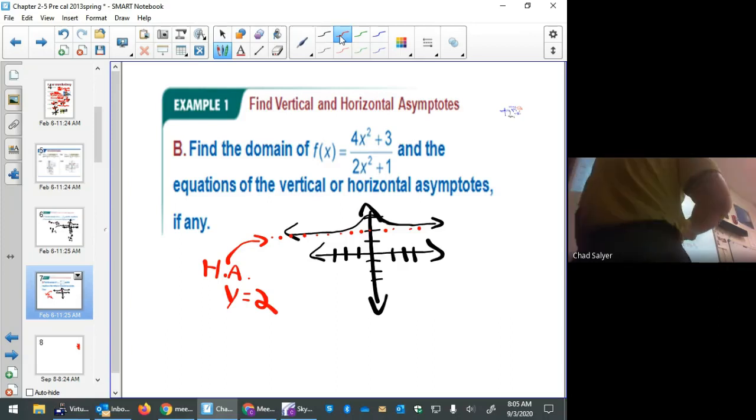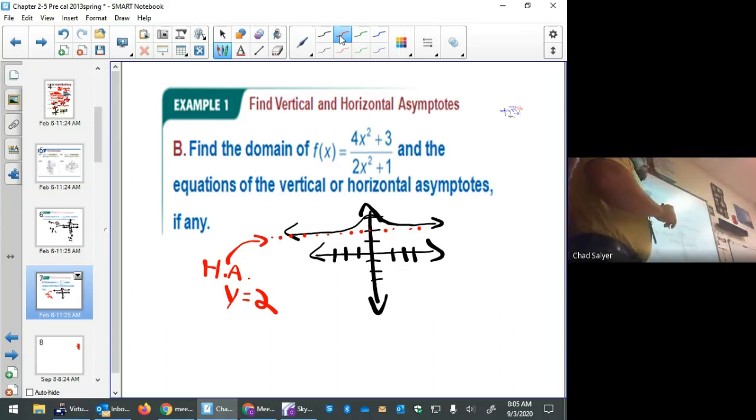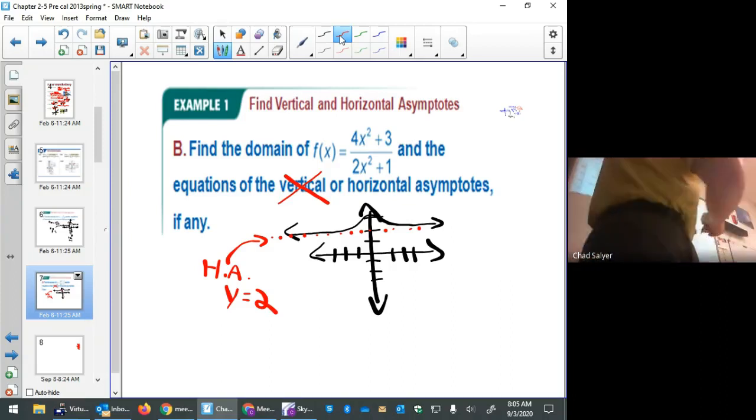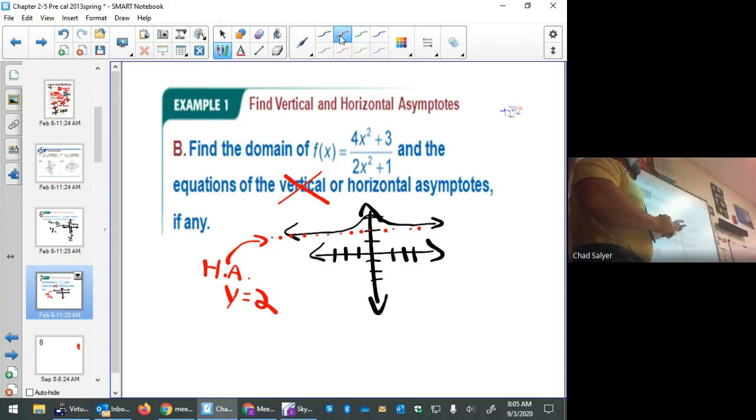What do you think, Rachel? Is there a vertical asymptote that you see? No vertical asymptote. So in this case, there is no vertical asymptote to find. And it's an interesting consequence of there being no possible zeros.